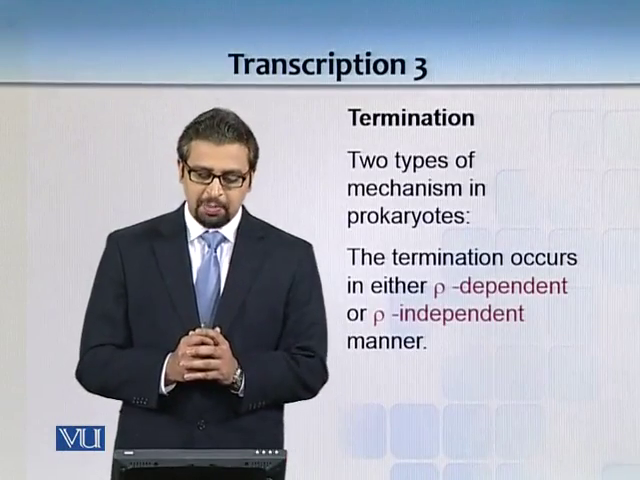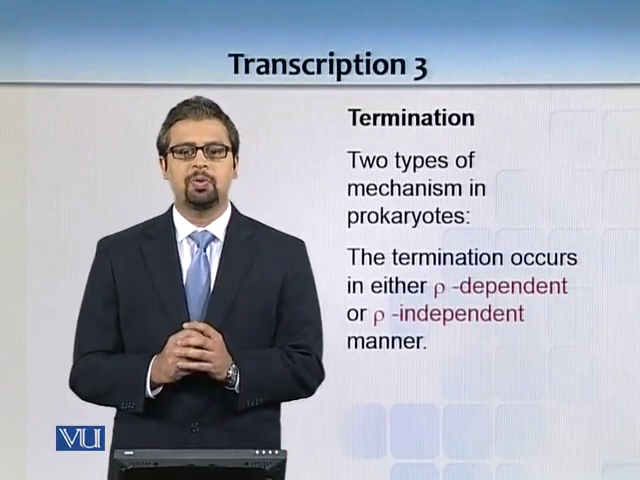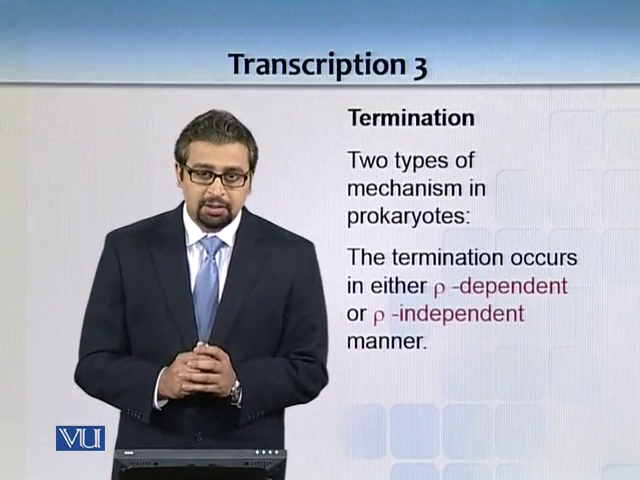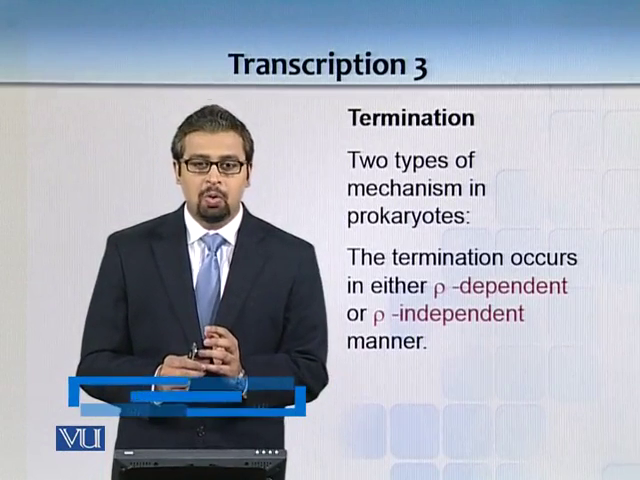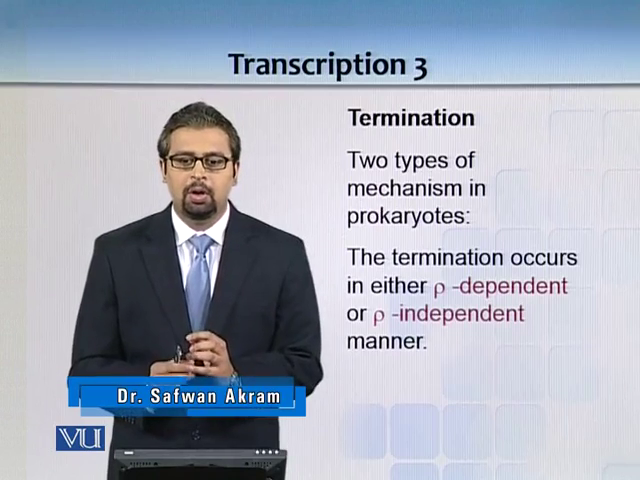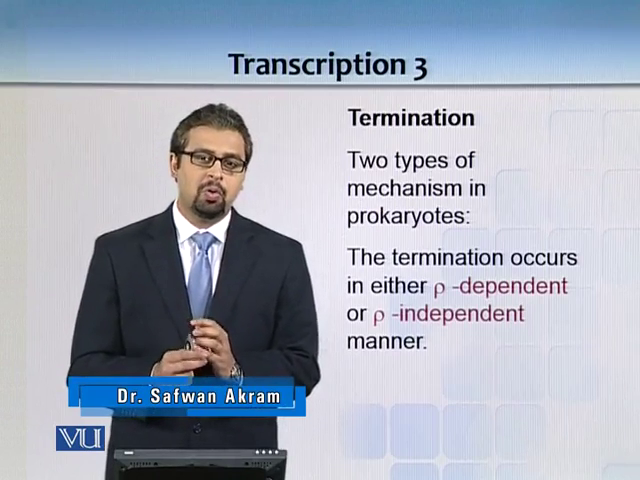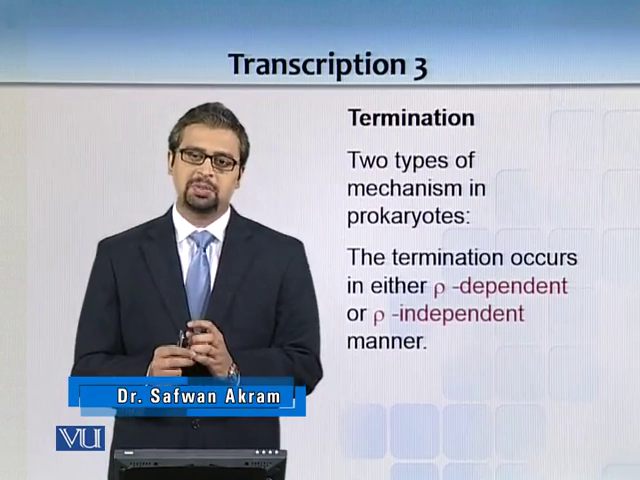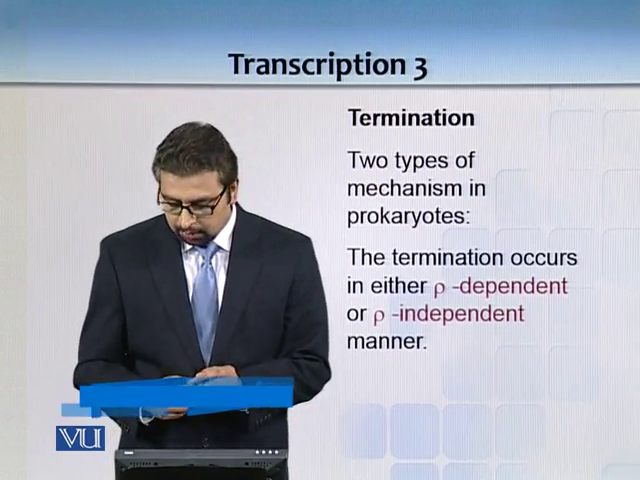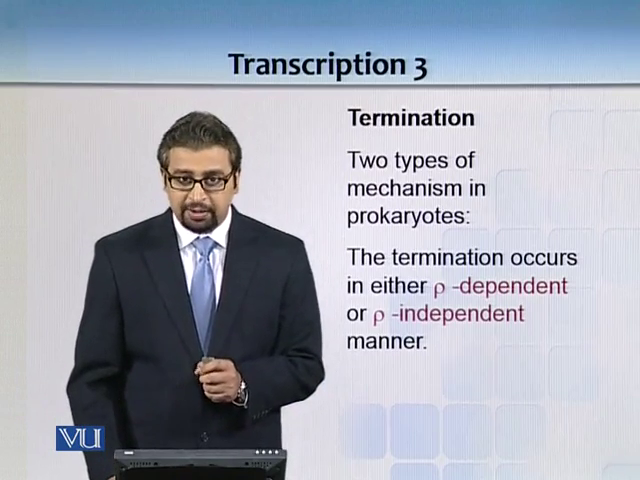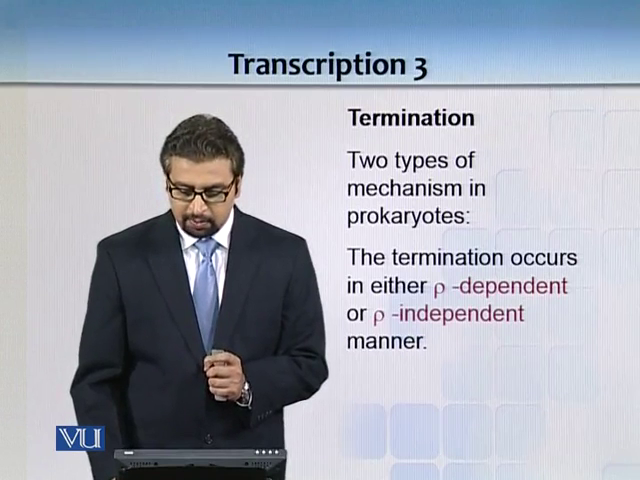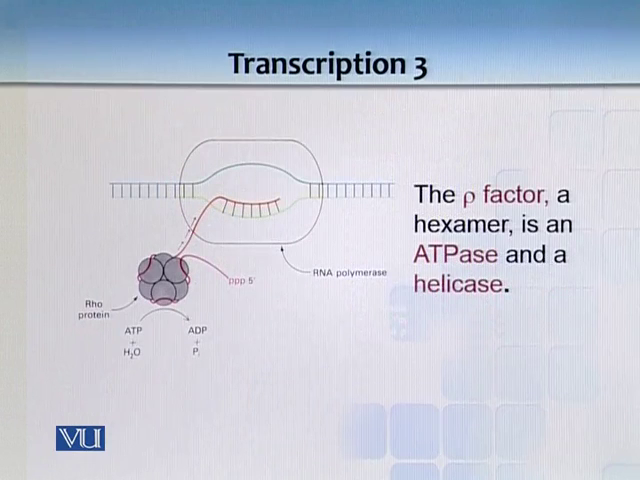So, for termination, there are two types of mechanisms in prokaryotes. Either the termination occurs in a Rho-dependent manner, or it occurs in a Rho-independent manner. Now you must be wondering, what is Rho? Rho is an additional cofactor, pretty much like sigma, which we faced in the initiation.